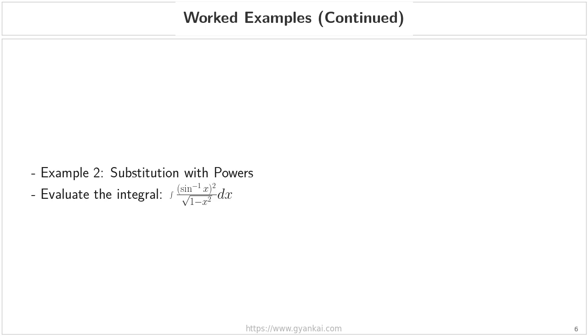Okay, let's move on to our second worked example. This one builds on what we've already learned, showing how substitution works even when we have powers of the inverse trigonometric function. So, here we have the integral of quantity sin inverse x squared divided by square root of 1 minus x squared with respect to dx.